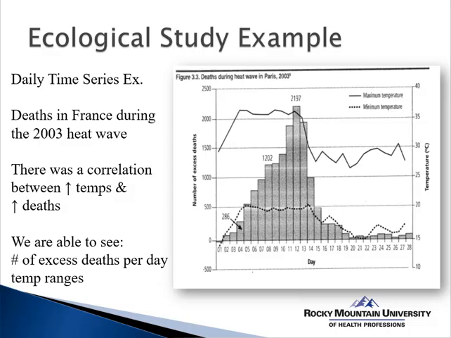Here's another one, a daily time series example, looking at the deaths in France during the 2003 heat wave. There was a correlation between increasing temperatures and increasing numbers of deaths, so that we're able to see a number of excess deaths per day.